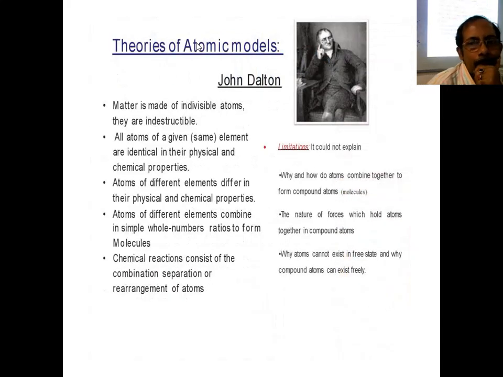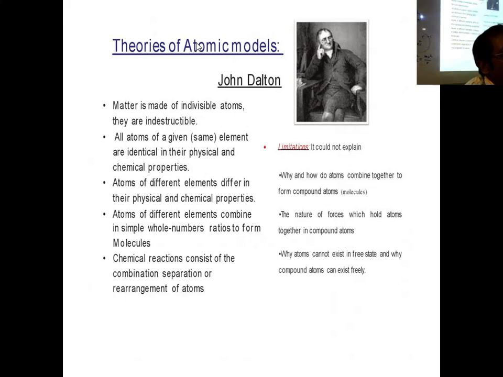But there are some limitations of John Dalton's model, because afterwards we discovered isotopes. Now what are isotopes? Iso means same. Isotopes have the same atomic number but different mass number. For example, carbon has isotopes C12, C13, C14. Oxygen has O16, O17, O18. Chlorine has chlorine 35 and chlorine 37. Almost all elements have isotopes.